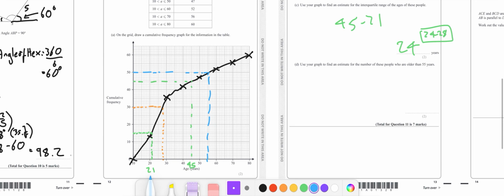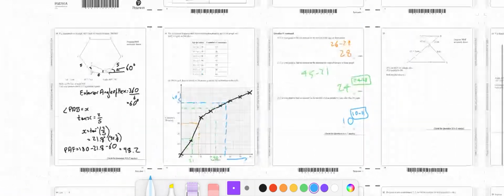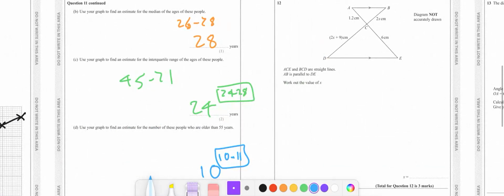So how many people are older than that? That's people this side, so it's people up here. So there are 10 people on average. And again, you could have 10 or 11 depending on how you graphed it, but I think that's pretty clearly 10. Okay.